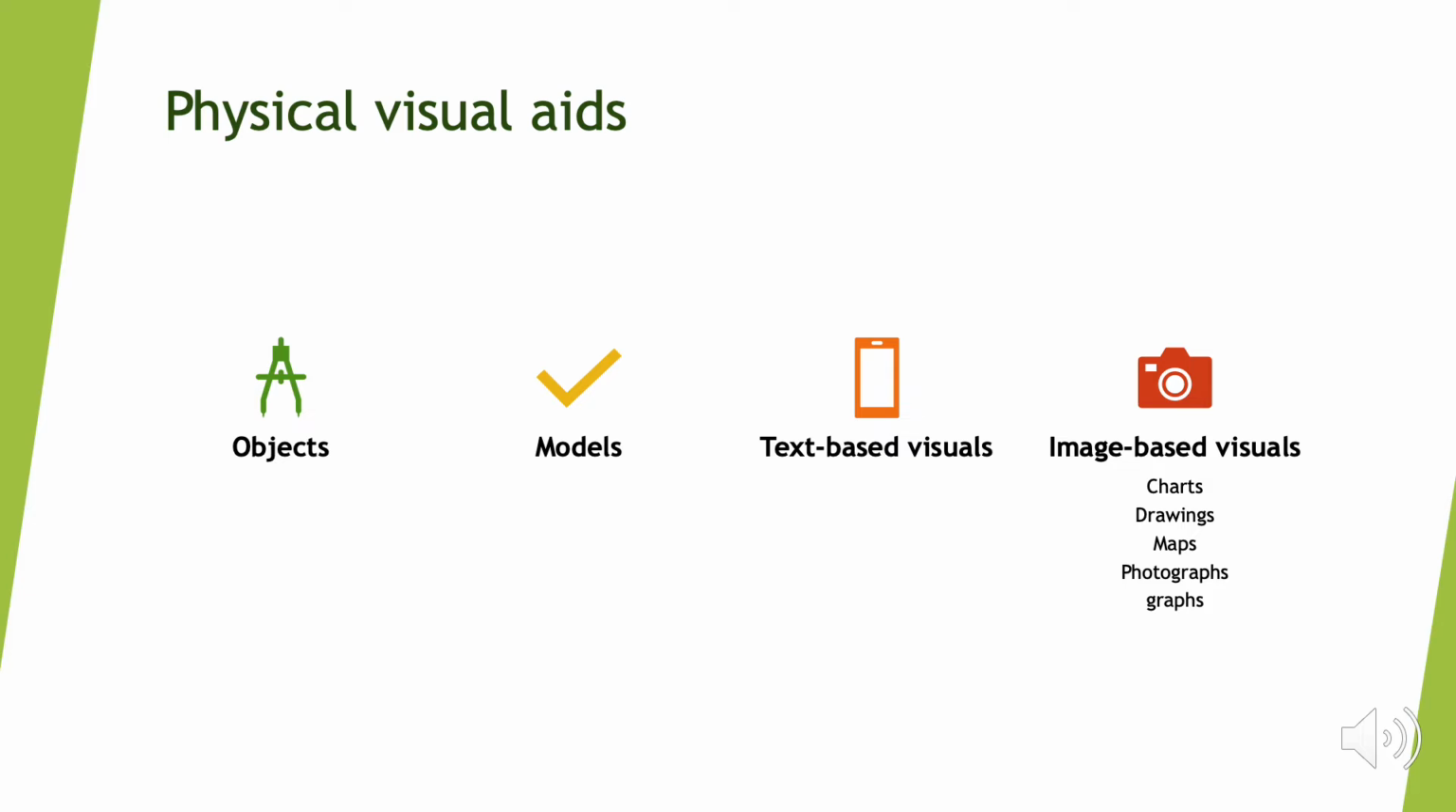And the last and most common physical visual aid is image-based visuals, being charts, drawings, maps, photographs, graphs. The most common usually being a photograph. And the most important thing to remember with this is that it needs to be visible for us to see. So a small little picture isn't going to cut it. But if you do have a picture that you think would be really great to include in your speech, consider projecting the picture up on the projector so that we'd all be able to see it.